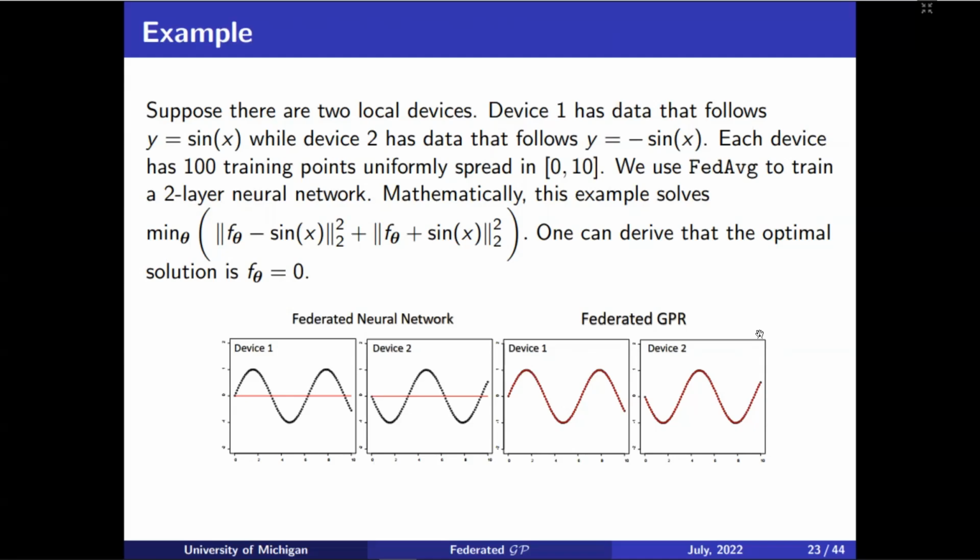We first use FedAvg to train a two-layer neural network. Mathematically, we're solving the following objective function. By some algebraic manipulation, it can be seen that the optimal solution is f theta equal to 0. We can also empirically validate this optimization problem. As you can see, if we train a network, it just returns a straight line, f equal to 0, which means FedAvg on the neural network or on linear regression doesn't work in this case.